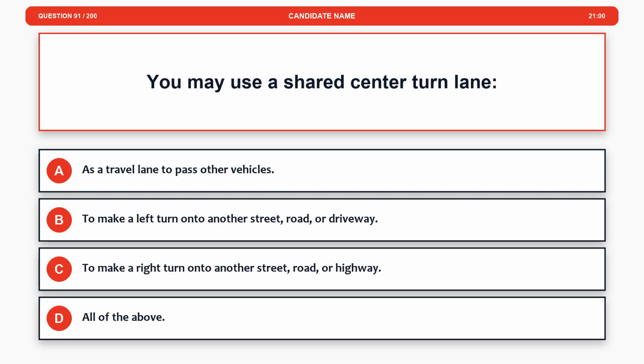Question 91. You may use a shared center turn lane. Option A, as a travel lane to pass other vehicles. Option B, to make a left turn onto another street, road, or driveway. Option C, to make a right turn onto another street, road, or highway. Option D, all of the above.